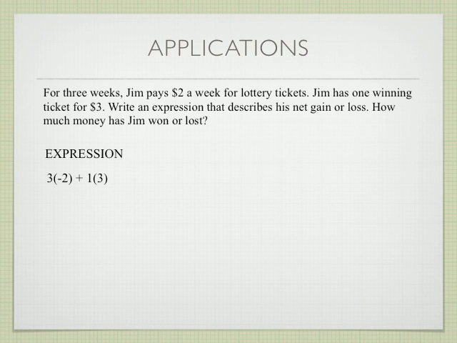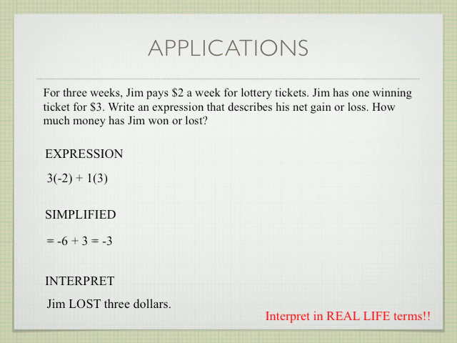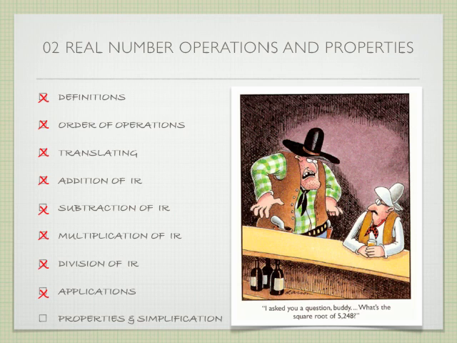Okay, it should be 3 times negative 2. Negative because I'm losing money, or Jim is losing $2 a week. That $2 is a negative amount. The $3 is a positive amount. Simplified, it's negative 6 plus 3, which is negative 3. If you wrote 6 minus 3, it's not just a little mistake, that's a big mistake. My interpretation is that Jim lost $3. Lost because the number is negative. Okay, those are my applications.